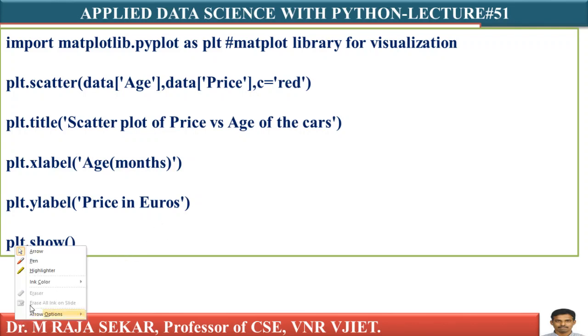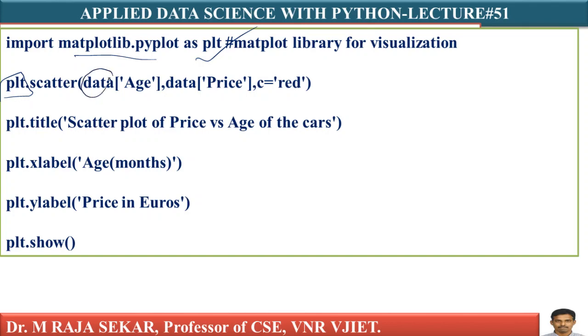one can create a scatter plot for this particular data set. This is import matplotlib.pyplot as plt. It's not a new thing. plt.scatter is the function, the method which is useful for creating scatter plots, isn't it? We are plotting a scatter plot. Data. What is my data? Data is your data frame name, isn't it?